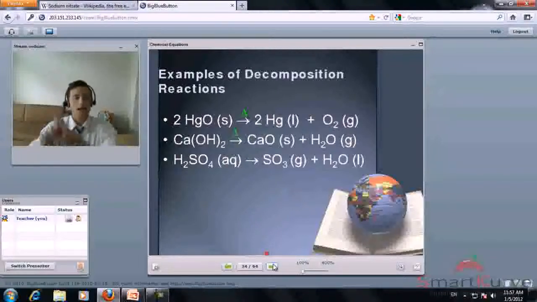So, some examples. We see the first one: mercury oxide breaks down to yield mercury and oxygen. Calcium hydroxide breaks down to yield calcium oxide and water. H2SO4, that's sulfuric acid, breaks down to yield SO3 and water.